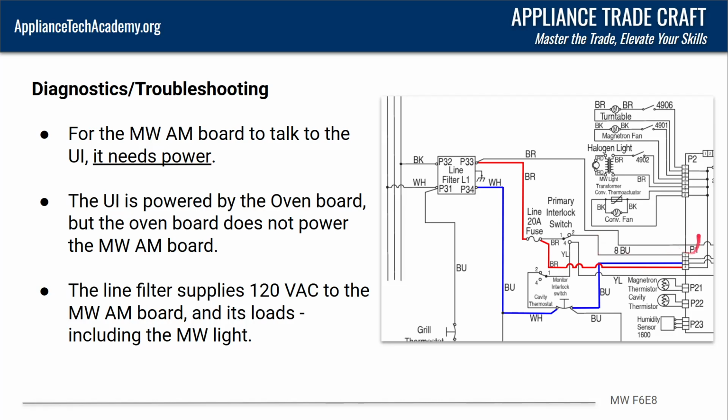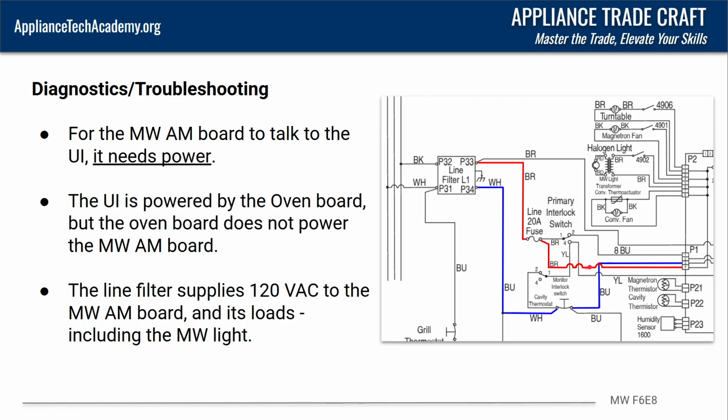And that's just going to let the appliance manager board know, hey, door is open, let's go ahead and kick on the light. When it's closed, this line actually comes down, goes to the 4903 relay over here, which supplies voltage to the inverter for the magnetron. But that's not really what we're worried about. Right now we're worried about this coming here.